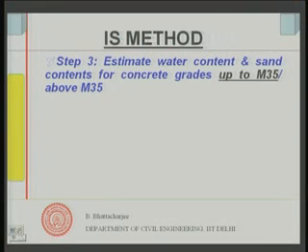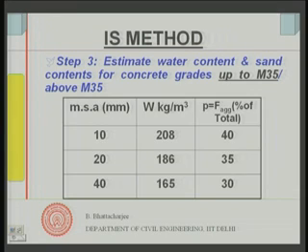So, here also in this particular IS method, first I have found out the target mean strength, second I have found out the water cement ratio from the set of curves that I just gave you, and now in the third step we determine water content and sand content for concrete grades for two cases: up to M35, and above. There are two tables. Now, let us look at the first table, which is valid up to M35 grade of concrete.